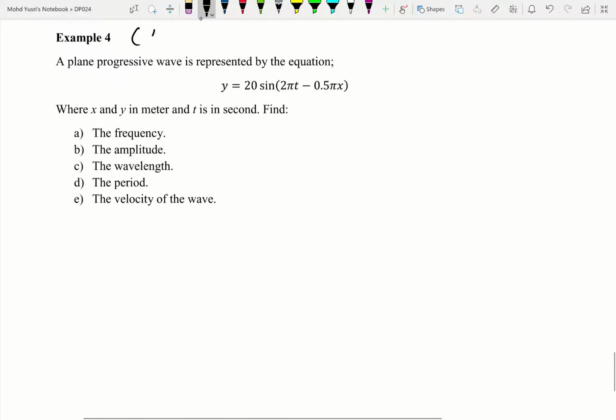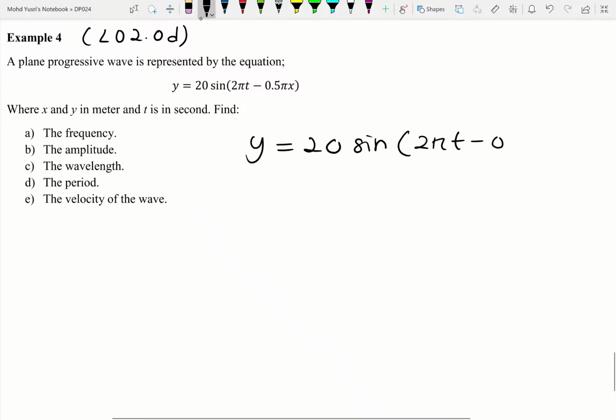Example 4 is learning outcome 2.0D, in which we need to interpret and use the equation of progressive wave. Okay, so let me rewrite this equation so we can effectively interpret the equation. So the equation is y is equal to 20 sine 2 pi t minus 0.5 pi x. Now, we need to compare this with the general equation y is equals to a sine omega t minus kx.